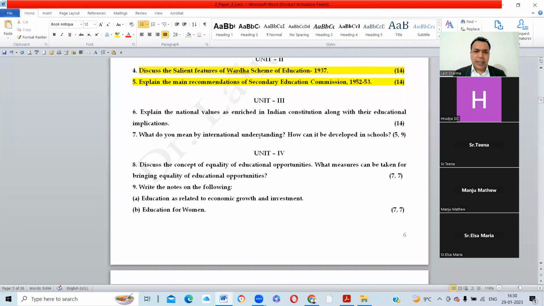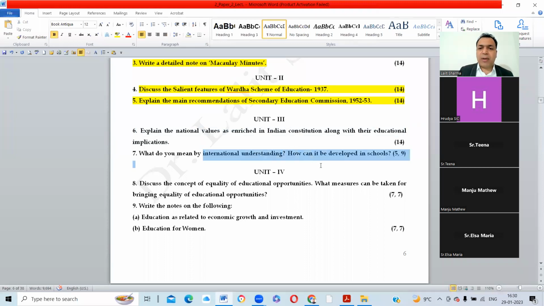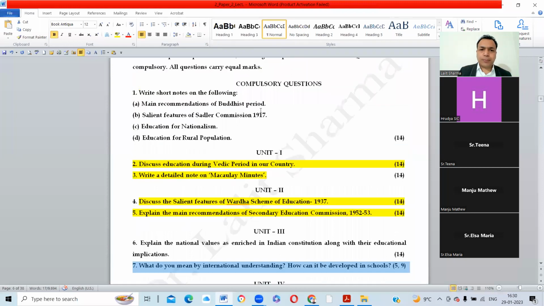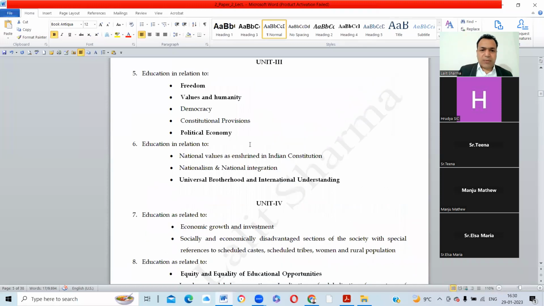Now see the unit 3. In unit 3, a question has come: Explain the national values as enriched in the Indian Constitution along with their educational implications. The second question has come from international understanding: how it can be developed in schools. It is a very simple question. What do you understand by international understanding, and how can it be developed in the schools? So this is again an easy paper. You can see the constitutional provisions have come from here, education in constitutional provisions, and national values as enriched in the Indian Constitution.